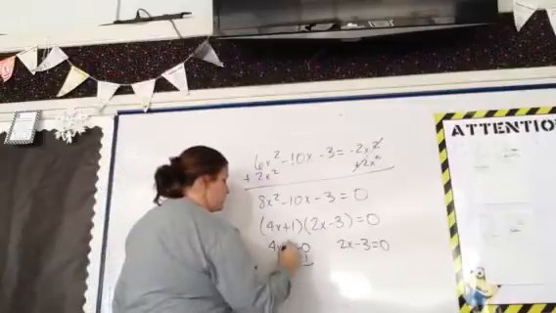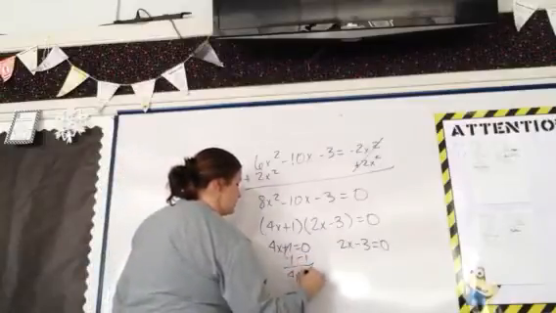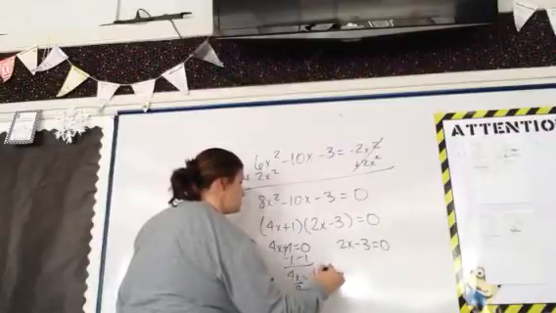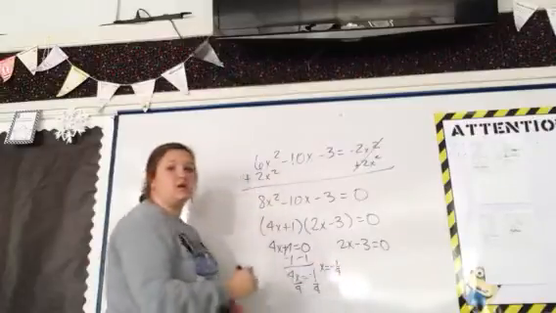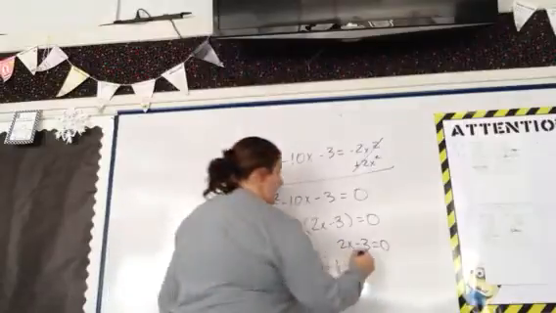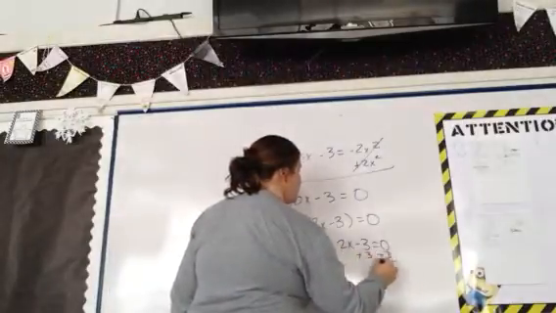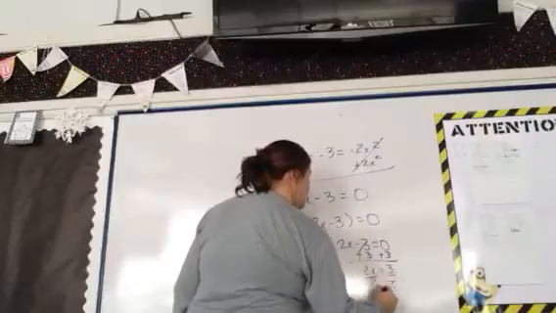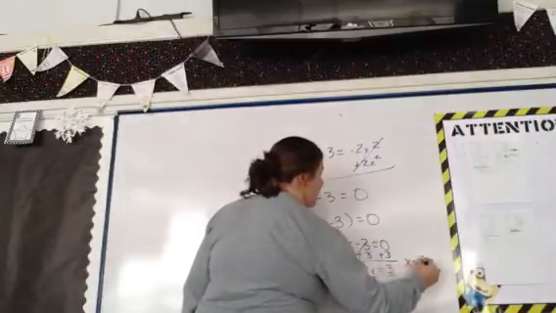I'll solve for x here, so 4x is equal to negative 1. Divide by 4, and so x is equal to negative 1/4. And then on this side, I'll add 3 to each side. And 2x is equal to 3, divide by 2. And then x is equal to 3/2.